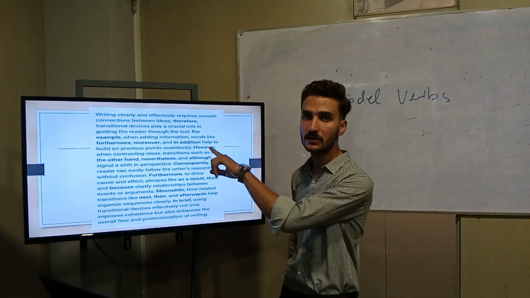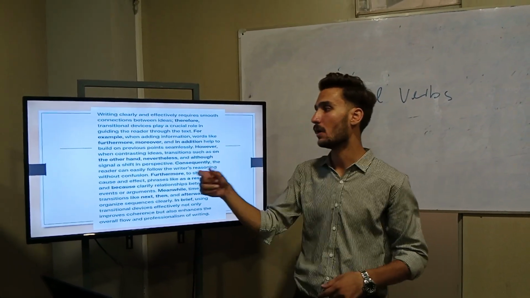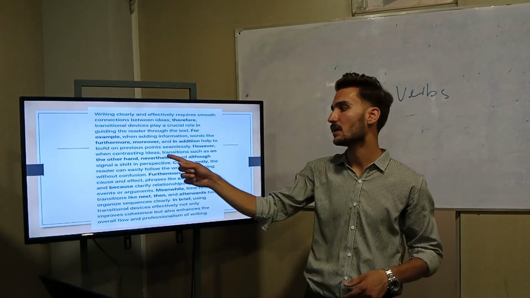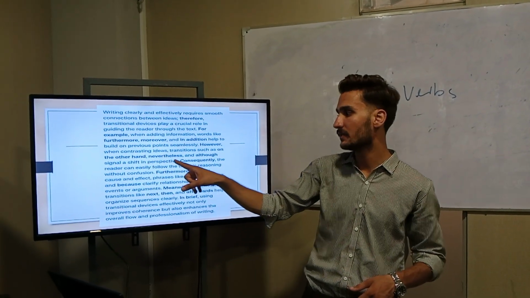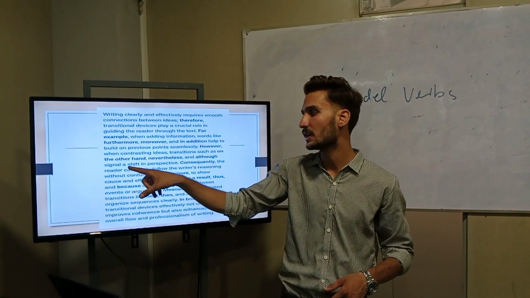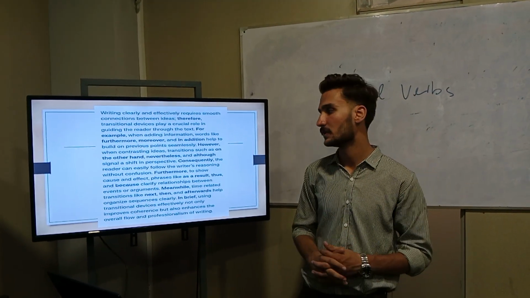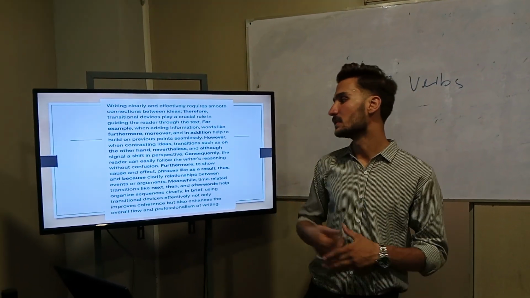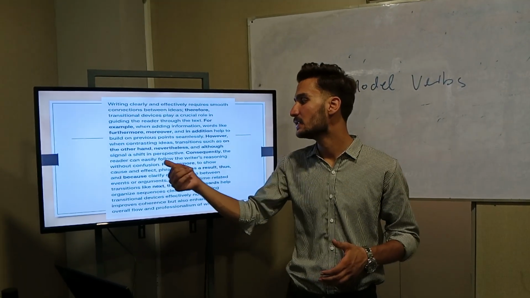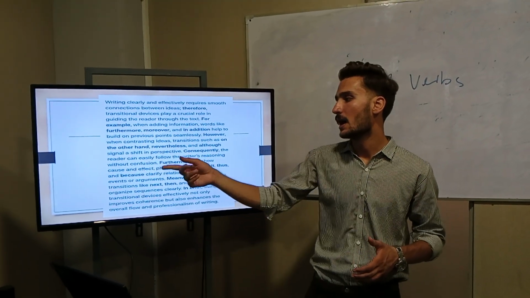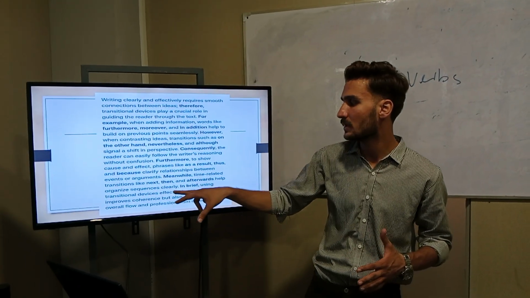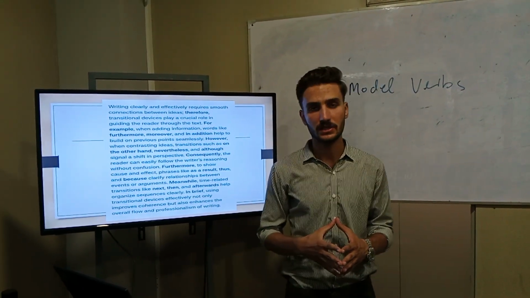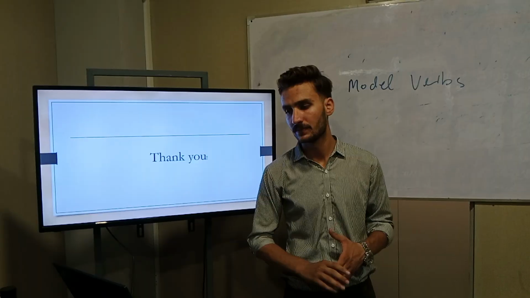However, now there is a contrast here in the shape of "however". When contrasting ideas, transitions such as on the other hand, nevertheless, and all those signal a shift in perspective. Okay, and consequently, the reader can easily follow the writer's reasoning. And so, if you look at this paragraph, furthermore, because, meanwhile, you can see the usage of transitional devices.